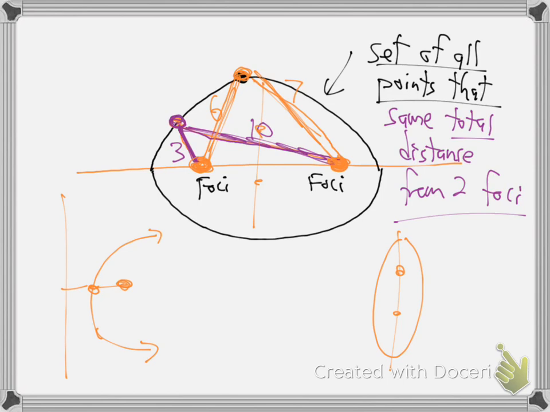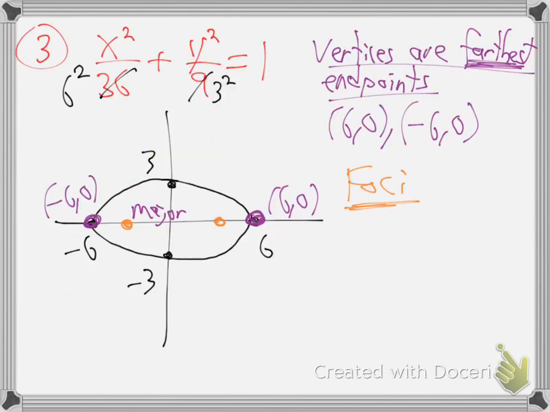So if the thing is taller, the focus points will be up and down. If the thing is wider, the focus points will be side to side. The focus points will always go on the bigger direction, won't they? Can you imagine if you put the two nails up and down? They would make a shape that's taller. Put the two nails sideways, they would make a shape that's wider. So the focus points are always on the major axis, on the bigger direction.